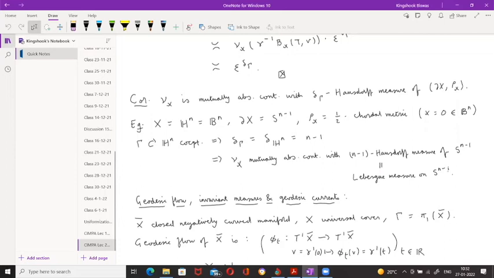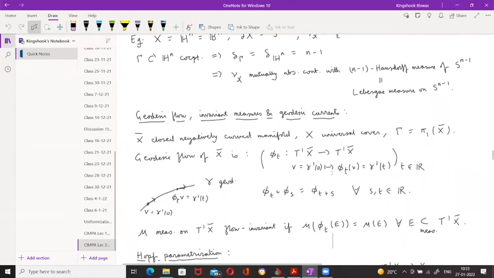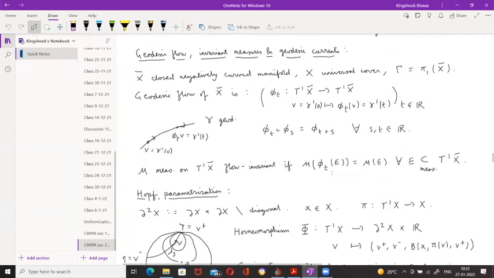Okay. So now I need the next ingredient in the proof, which is the geodesic flow. Okay.